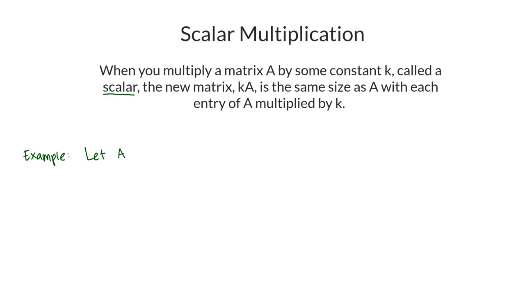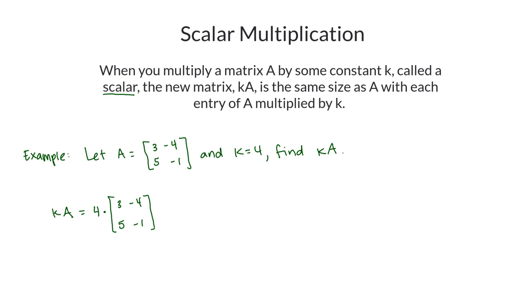The new matrix k times A is the same size as A, with each entry of A having been multiplied by k. So let's go ahead and let A be this matrix shown, and we'll let k, our constant, be the number 4. We will find the scalar multiple of A, kA, or 4 times A. When we multiply 4 times the matrix A, we are multiplying each entry of A by the number 4. So 4 times 3 is 12. 4 times 5 gave us 20, etc.